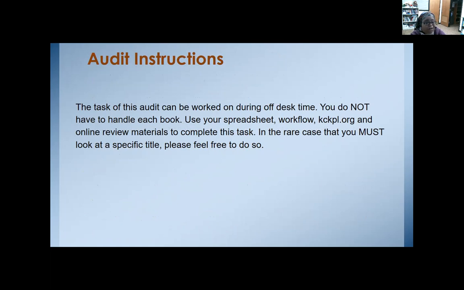This audit, you can do on off desk time. You don't have to stand in front of the shelf and pull books off or handle each book. You've got your spreadsheet. You can use Workflows, kckpl.org, online review materials, anything you need to complete this task. You do it your own way, following the instructions, but you make it as easy on yourself as possible. In the rare case that with adult fiction you have to look at a specific title, you're more than welcome to do so. We just don't want you to feel like you have to pull each book off the shelf every time you do this.